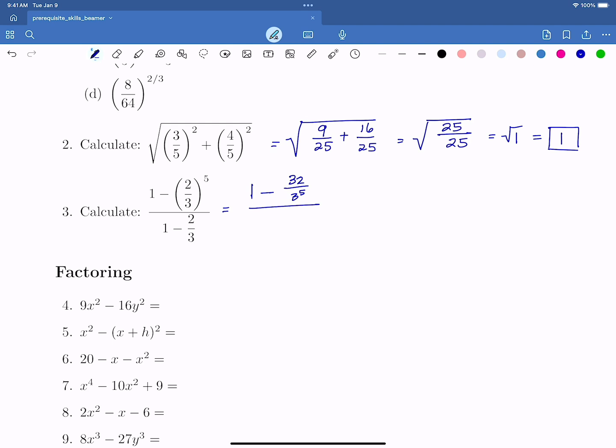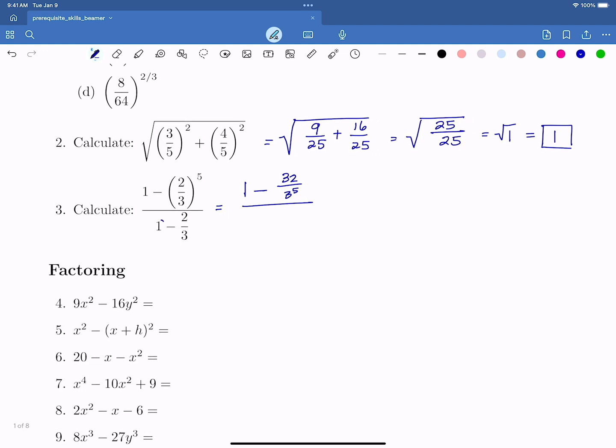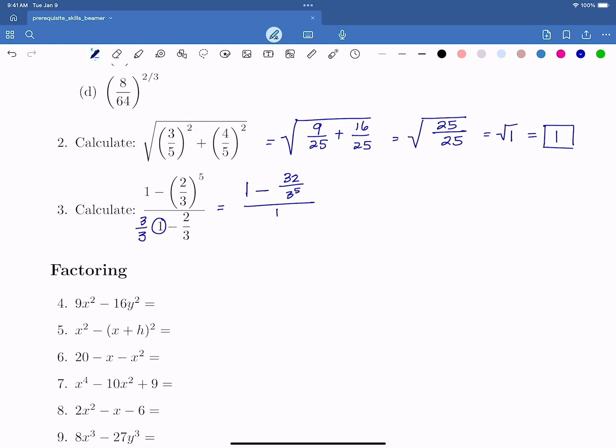But then in the denominator, 1 minus 2/3, I'm going to think of this 1 right here as 3/3. With that common denominator, I can subtract those fractions. 3/3 minus 2/3 equals 1/3.